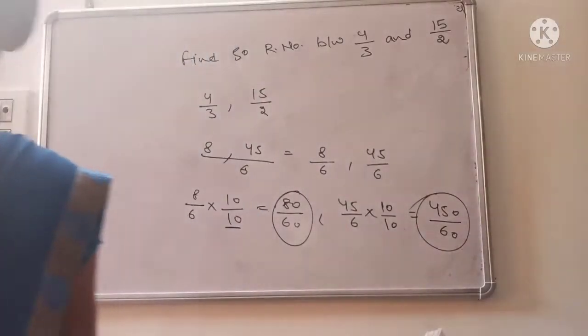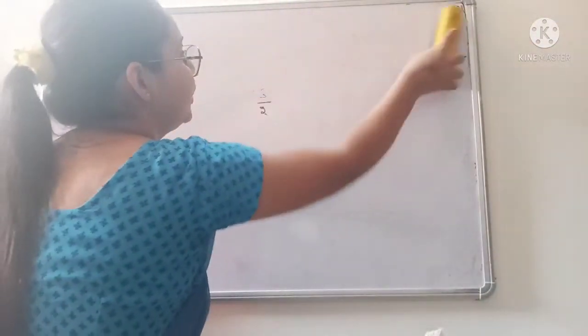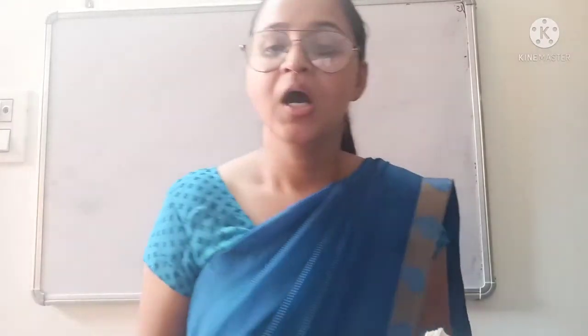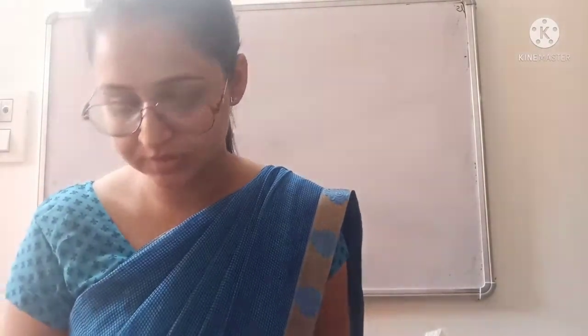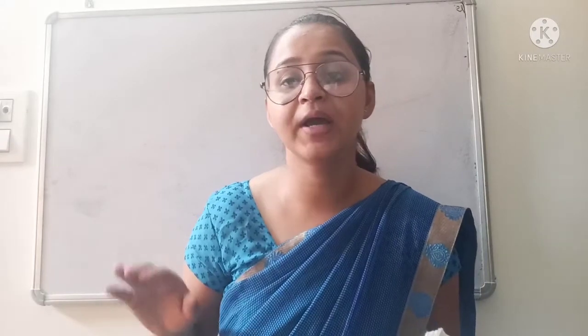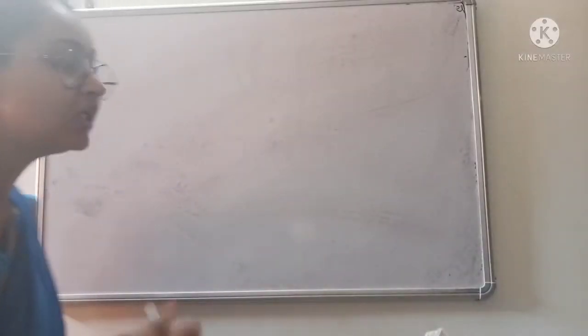So this was the introduction to how to find rational numbers between any two rational numbers. Now tell me, if I ask how many rational numbers exist between any two rational numbers, only 50, only 100, or only 1000? No. How many rational numbers exist? We can find many more rational numbers between any two rational numbers.